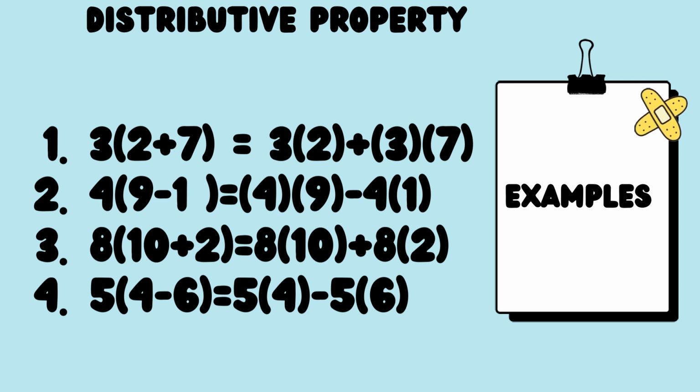It is easier for me to have some expansion before you add. That is the distributive property style. Number 4, 5 times 4 minus 6. So it is negative 2 times 5, which is negative 10. Let us try to prove. 5 times 4 is 20 minus 5 times 6 is 30. So it becomes negative 10. Just the same.